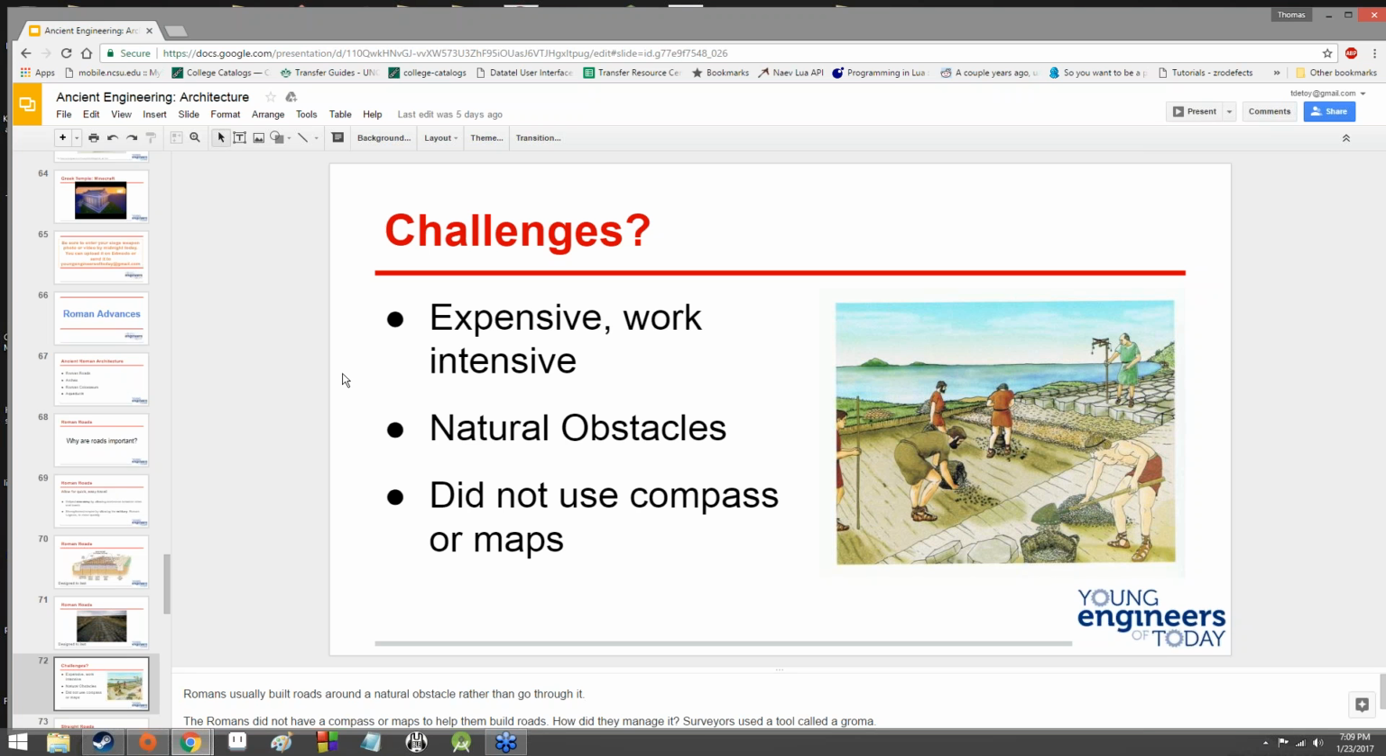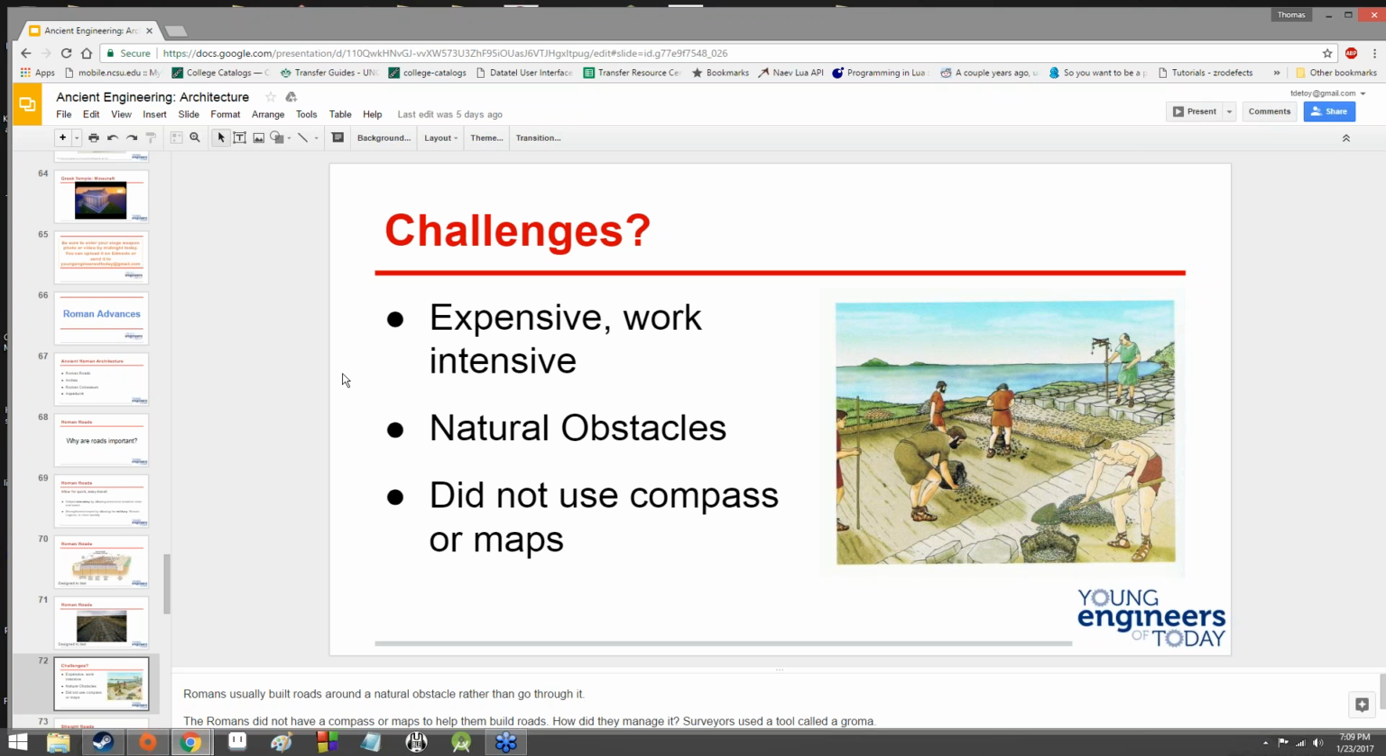You have to basically answer the question, do I go around this? Do I go through it? If you go through it, you have to excavate through a hill or build upwards or something like that. If you go around it, depending upon the size of the natural formation, you have that much more road to build. So regardless, one way or another, you're going to have to deal with natural obstacles. And either way, it's going to make it more difficult to construct that road.